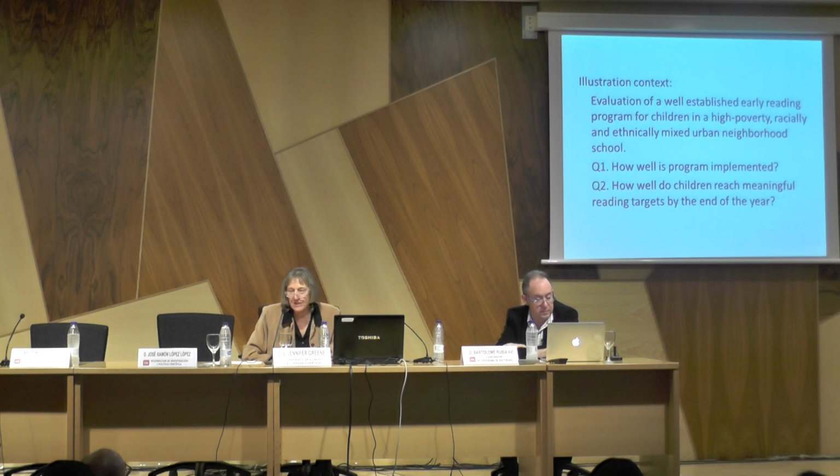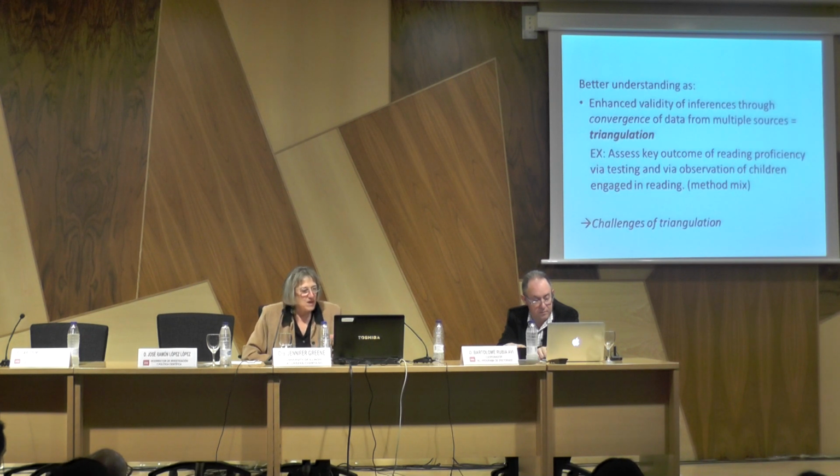The evaluation questions are pretty typical. One about implementation, how well is the program being implemented, and the second about outcomes. Is it mattering at all to the children's reading proficiency? So I'm going to go through each of these 5 purposes, define them, and then illustrate them in this context. Enhanced validity of inferences through the convergence of data from multiple sources is what we called in our review triangulation.